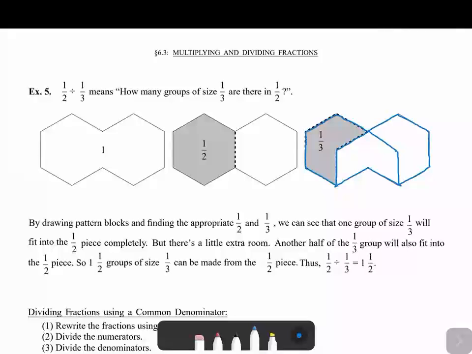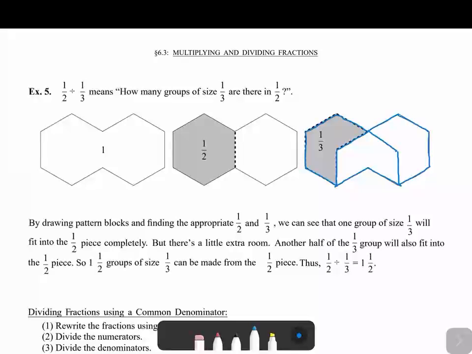Okay, so we want to know how many groups of size 1/3 there are in 1/2. So we know what 1/2 and 1/3 look like. We've drawn our whole, we've drawn what half of our whole looks like and what a third of our whole looks like. And now we want to see how many wedges can fit in this size 1/2. So if you have physical pattern blocks or if you have the app that we've been using, you can do that. For the purpose of this video, I'm just going to draw it in.